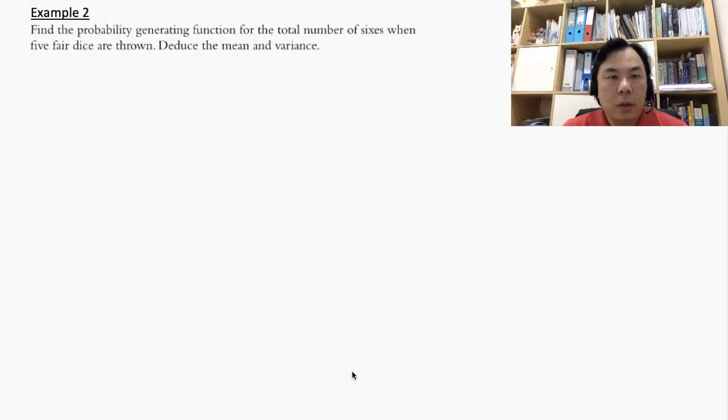All right, let's take a look at the second example. Here we have to find the probability generating function for the total number of sixes when 5 fair dice are thrown. So here you have to quickly recognize that this is a binomial distribution. Now, knowing that this is a binomial distribution, you have to identify some of the parameters relevant to binomial distributions.